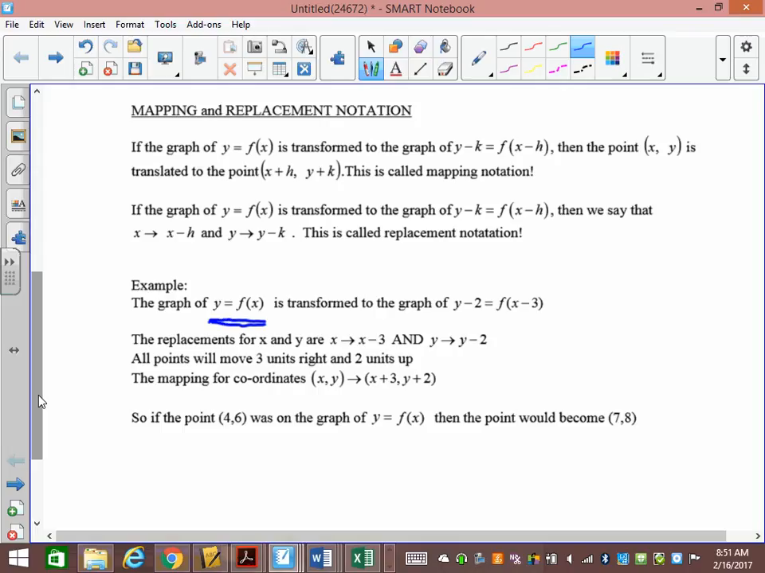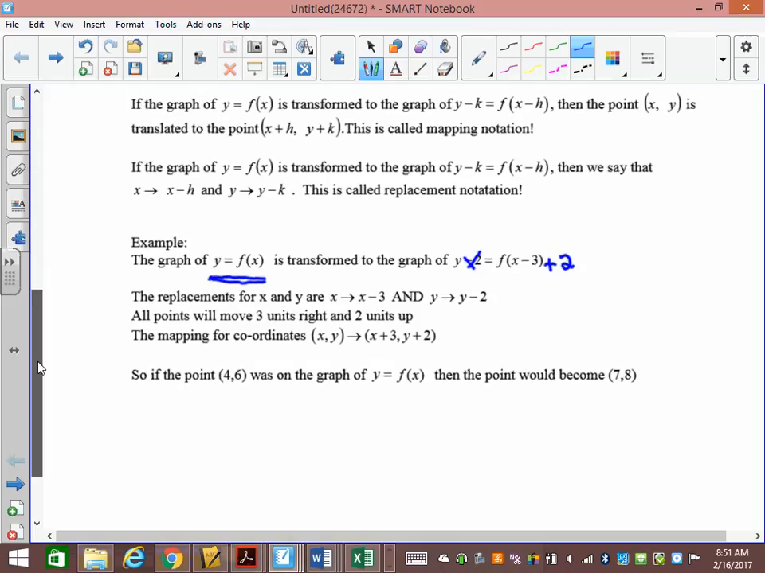Remember, I could always just move this over here, and I could go plus 2 over here, and it would be 2 up, correct? It's the same thing, right? If I keep the 2 over here, you'd say 2 up if it's negative. If you keep the 2 over here, you say 2 up if it's positive. So if it's with the variable, you always do the opposite. So if you'd like, you can always move it all to y equals and just use that same format we've used the whole time. Now, all points will move 3 units right and 2 units up.